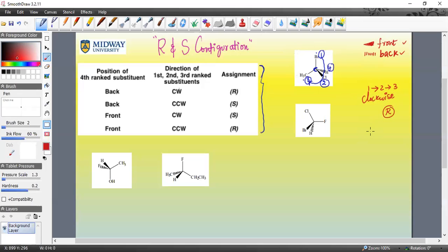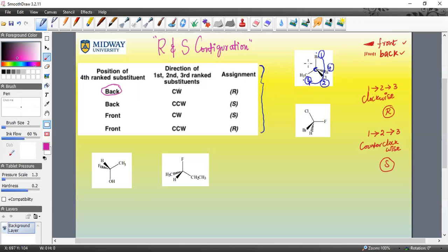And if your number is 1, 2, and 3, as I said, you only focus on the 3. And if that is counterclockwise, which we will also see in a different example, that's S. Okay? With that in mind, you first assign whether it's clockwise or counterclockwise, just connecting 1, 2, and 3. So 1, 2, and 3, that's clockwise. And then you come to the table, position of the fourth substituent is back, right? This is position of the fourth rank substituent is in back, right?